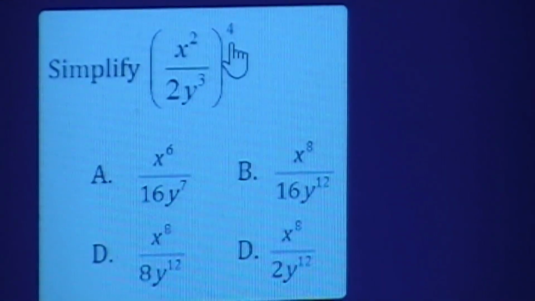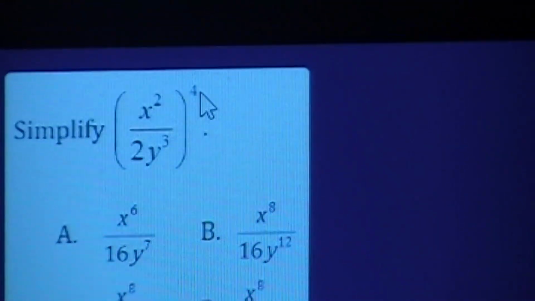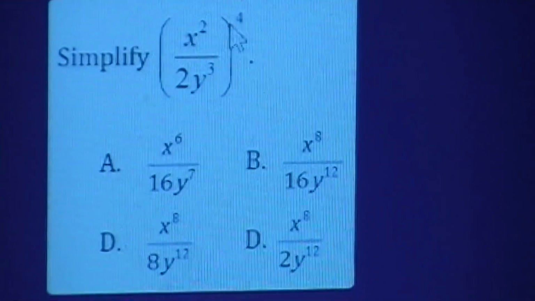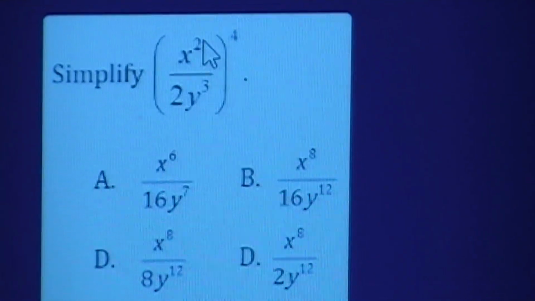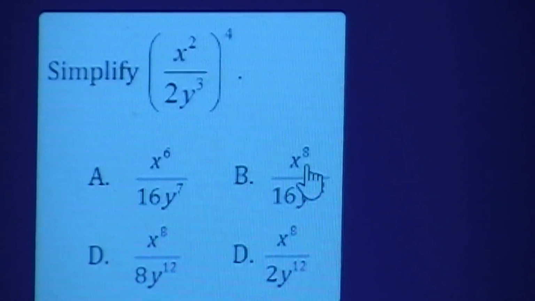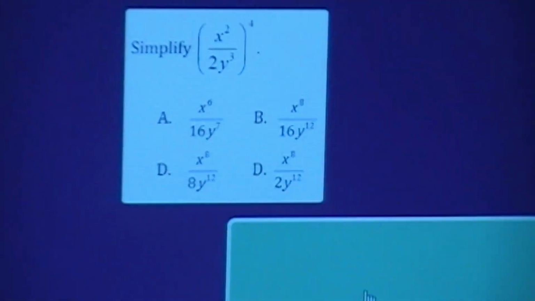Y to the third to the fourth power, you multiply exponents when it's power to a power. Power rule says multiply, parentheses erase. So, x to the eighth over 16, y to the 12th, and the answer is B.